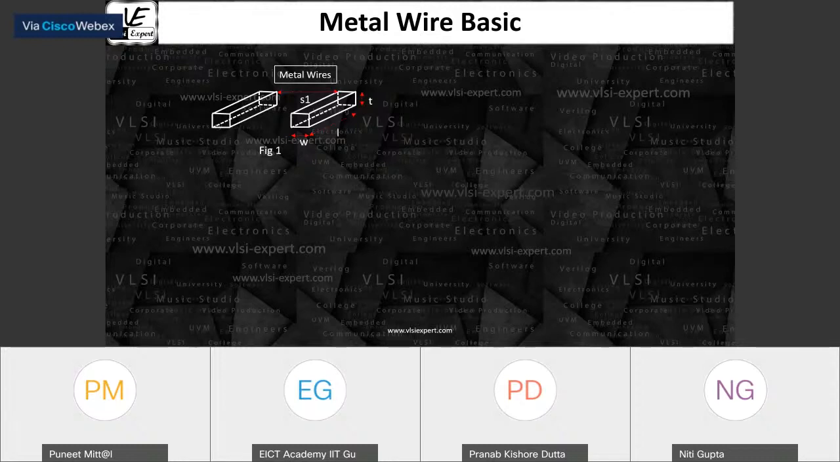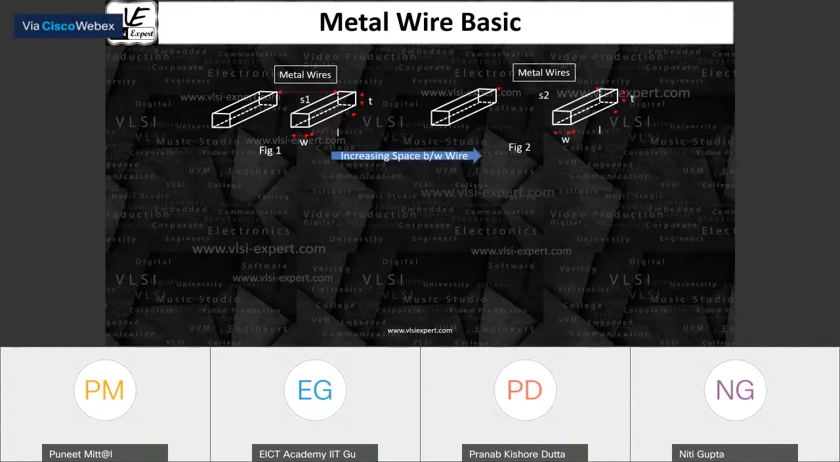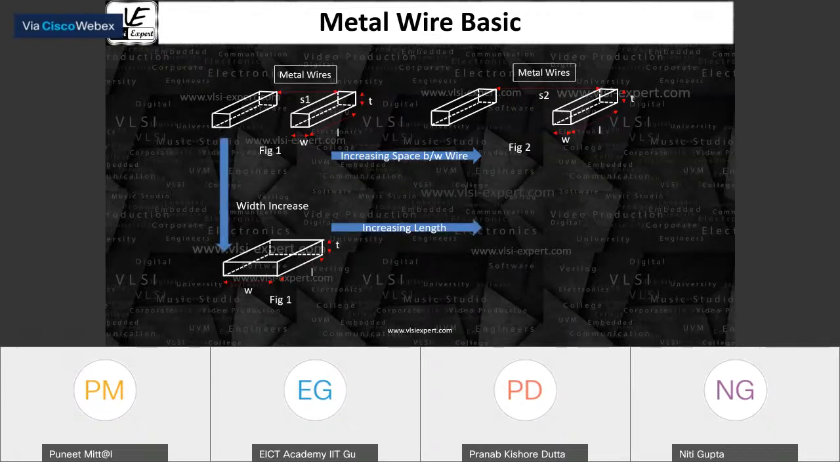So this is a metal wire. So these two metal wires, now as a designer, you can increase the space between the metal wires, you can increase the width of the metal wire, and if you want to increase the length, you can increase the length of the metal wire also. So that's the reason I was talking about, like, now you should have physical information about the wire. That is the physical part.